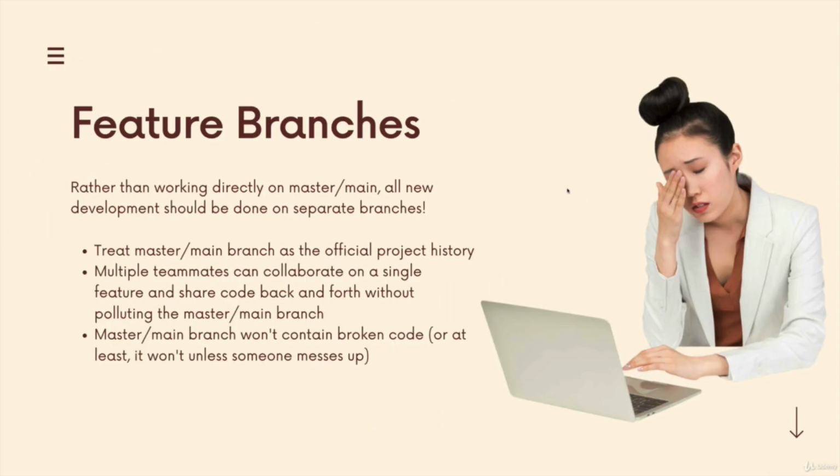Master or main or whatever you want to call it, you treat it as a branch that is not to be screwed with. It's the official project history. All work is done on separate branches, and then those branches can be either abandoned or eventually merged back into the official project history, whether that's master or main.